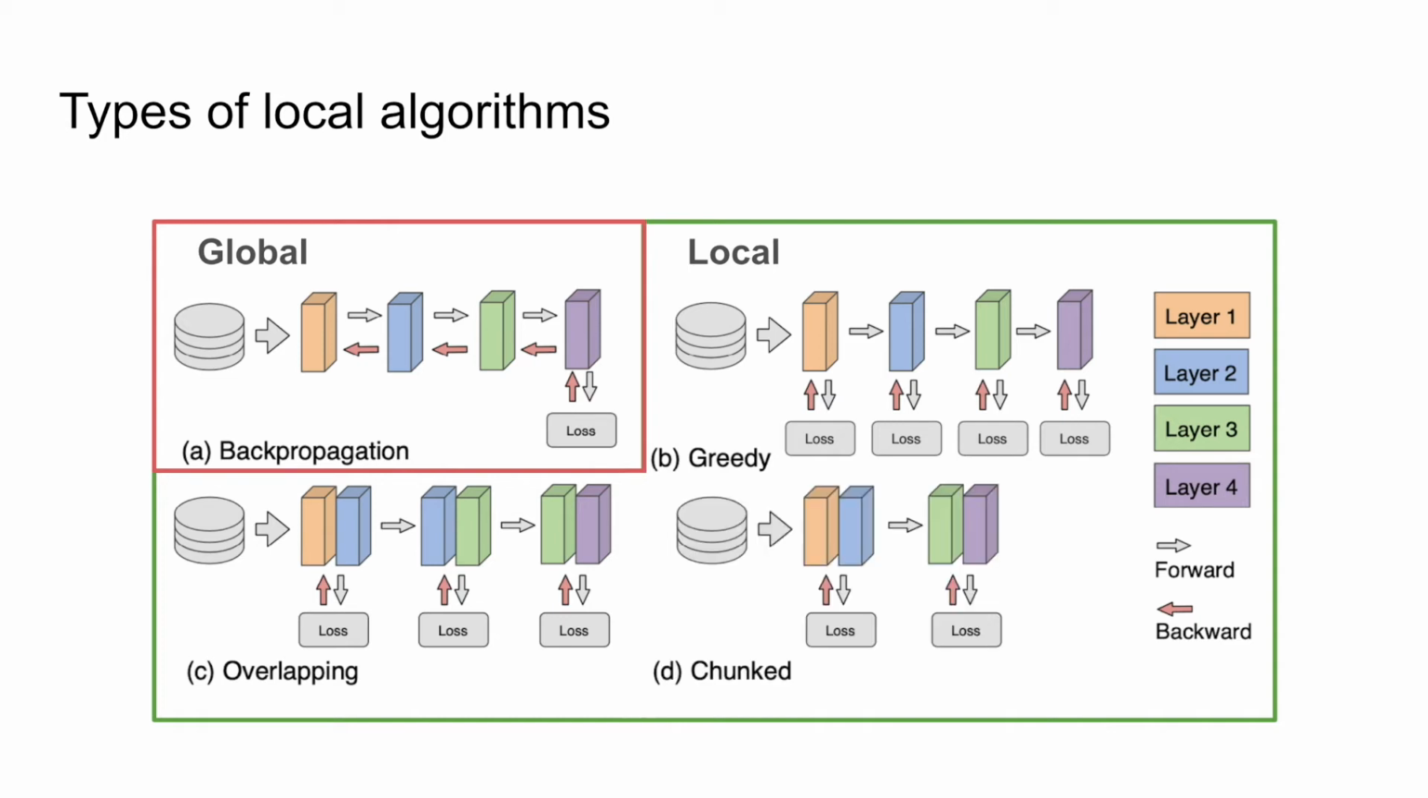Finally, we explore chunked training. And this is similar to greedy training, but instead of backpropping each layer independently, we group layers and backprop into each of these groups. This lowers the amount of parallelization possible, but can often lead to less greedy gradient estimates and thus higher performance.